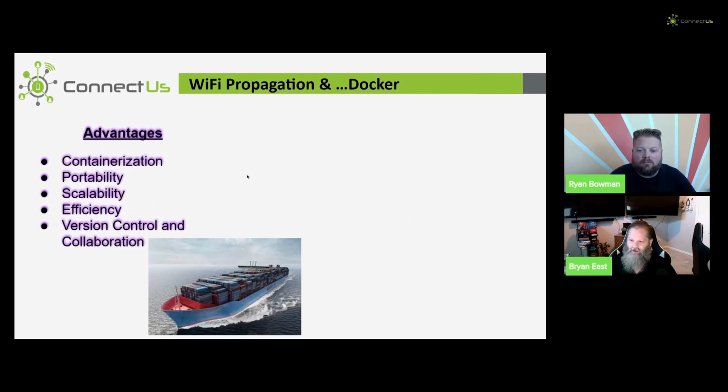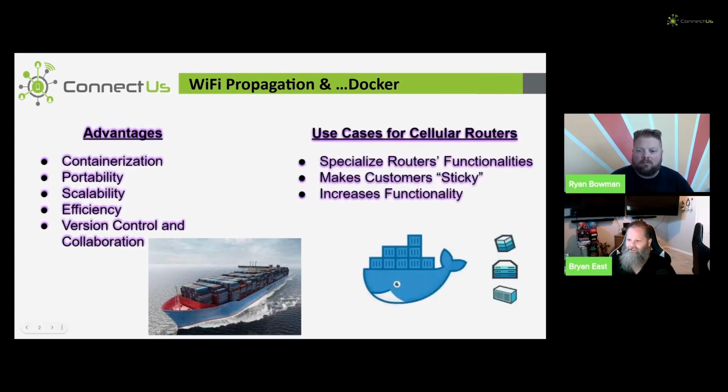So this takes us to the next thing. How do we use it for cellular routers? By the way, that little whale thing, that's the Docker container symbol. That's the Docker symbol. This is really important, especially from a sales functionality, because more and more routers are using Docker, using containers. You're able to create functionalities for your routers that aren't built into the graphical user interface, the GUI. So you can handle things that you want it to do and make them do special things.